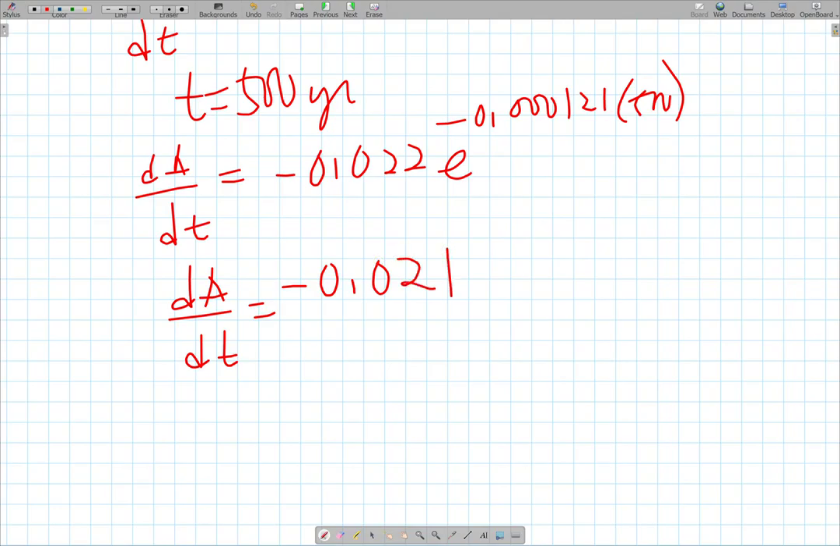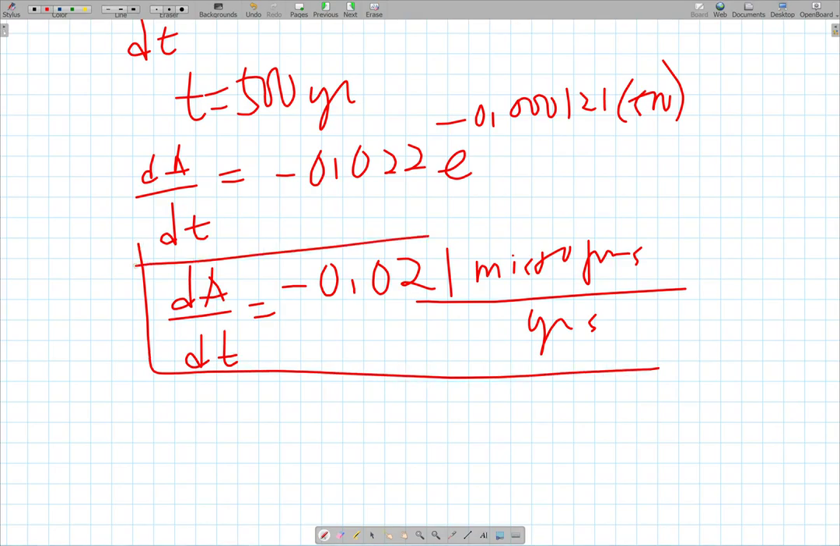Ang A is the amount, no, in micrograms, then per year. Ang T is in year. Okay, so that is negative. Ang ibig sabihin ng negative class, mag-diminish yan siya, no? Ang amount ng carbon 14 kulang siya kasi negative, no? That is 0.021 micrograms per year. Okay? So letter B.